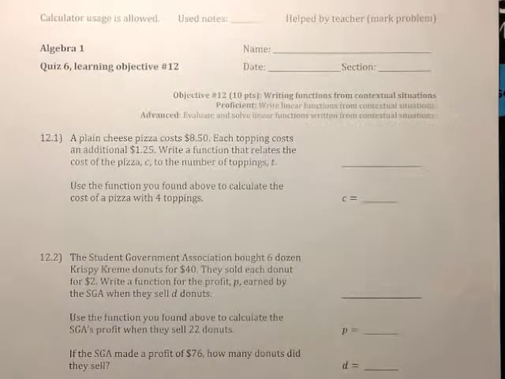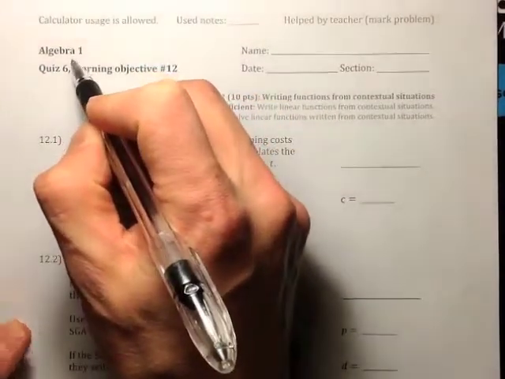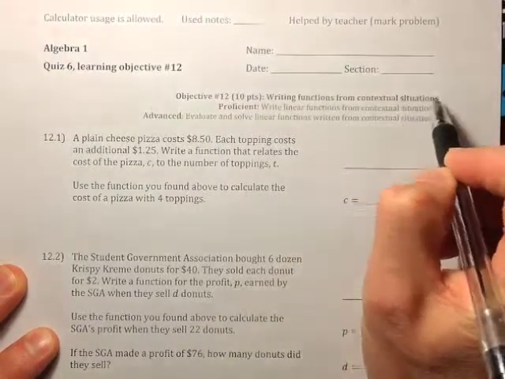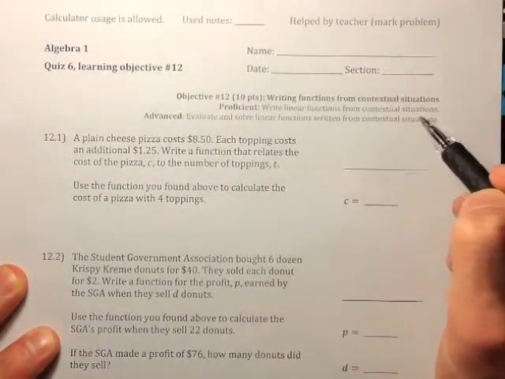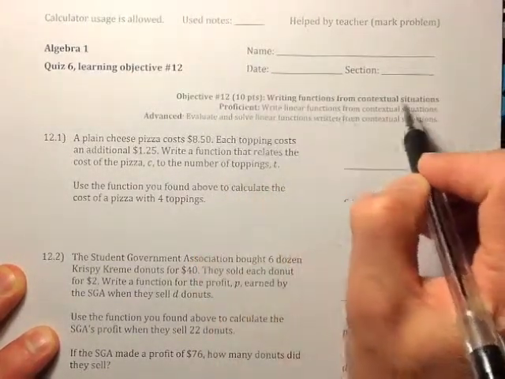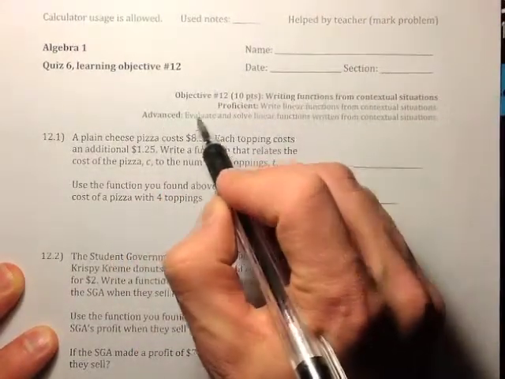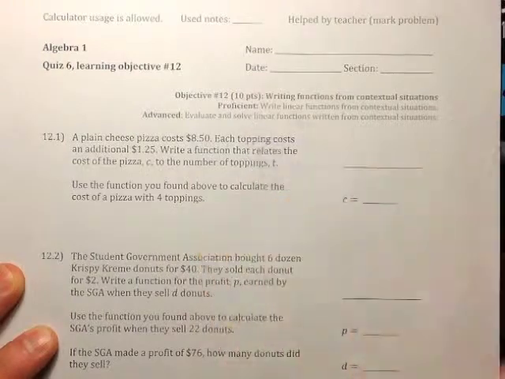In this video we are going to look at objective number 12 in Algebra 1. The name of this objective is Writing Functions from Contextual Situations. You would have gotten proficient if you could do exactly that. You would have gotten advanced if you could take these functions and then evaluate and solve them.